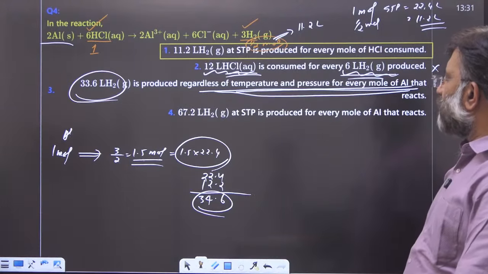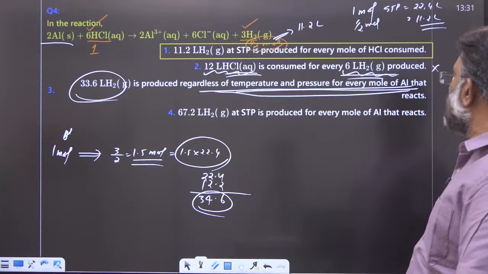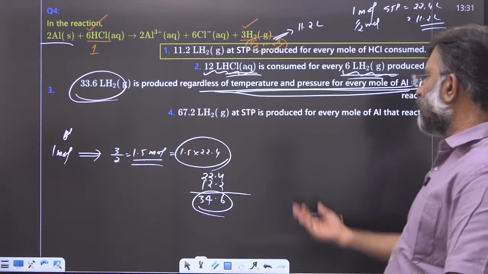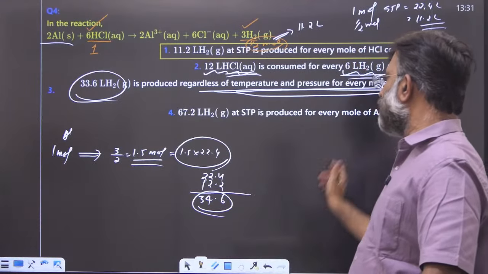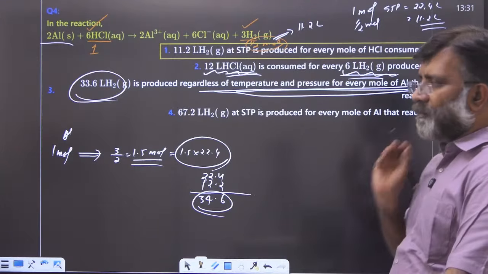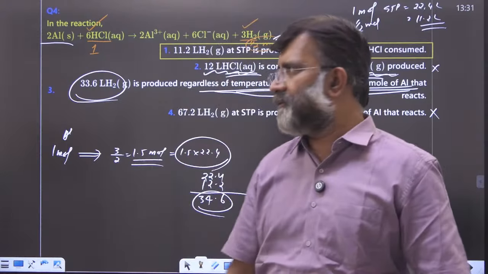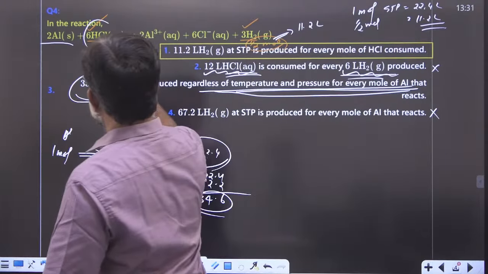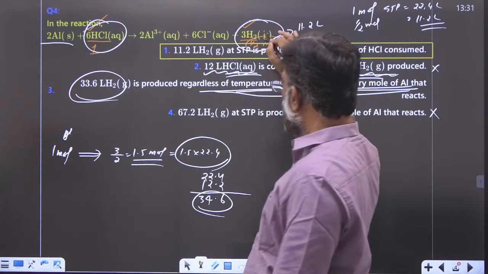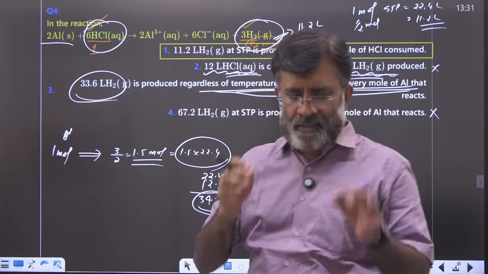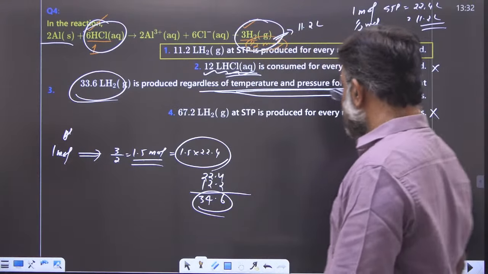Now 67.2 liter hydrogen at STP produced for every mole of aluminium that reacts. Never. For 1 mole aluminium, nearly 1.5 mole is what you get. Anyway, this is also wrong. So the point is, straight away we got the answer, first choice. It is nothing but 6 mole, you get 3 mole. 1 mole, you get half mole. Half mole means 11.2 liters. Straight away we are on the answer. Okay. Next question.